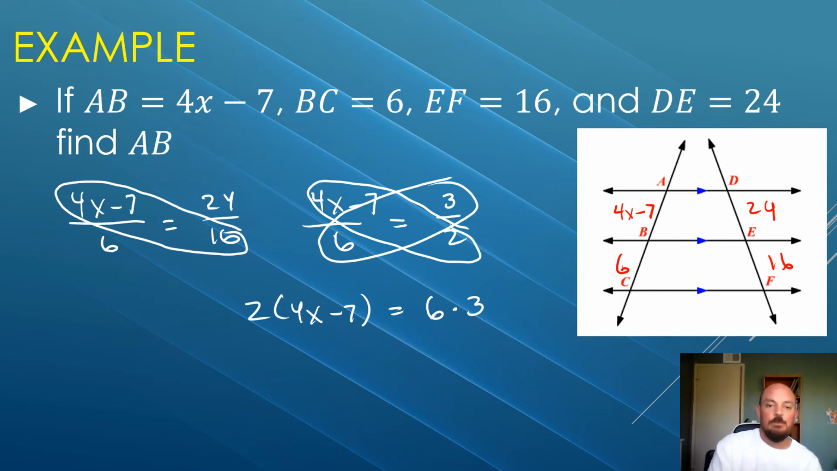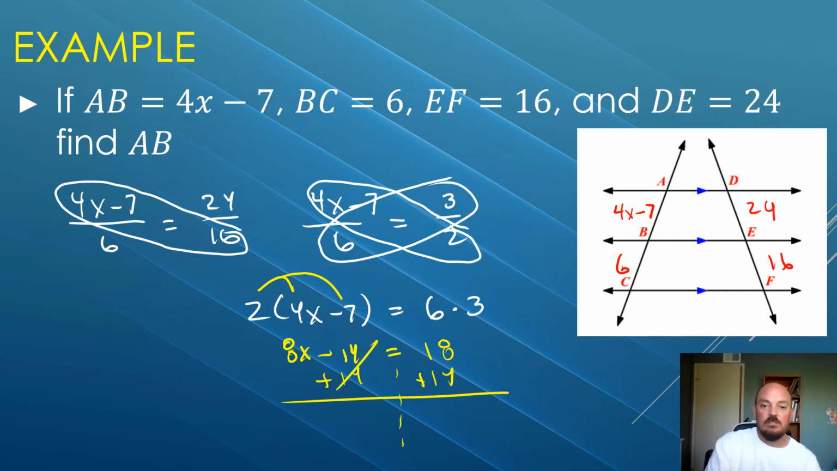Okay, let's see what we get here. 2 times 4x is 8x, minus 2 times 7 is 14, equals 6 times 3 is 18. Solve for x. Let's add 14 to both sides. That was a negative 14 we wanted to cancel. We have 8x equals 32. Divide by 8 to cancel. X ends up equaling 4.